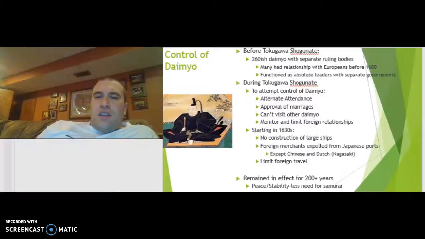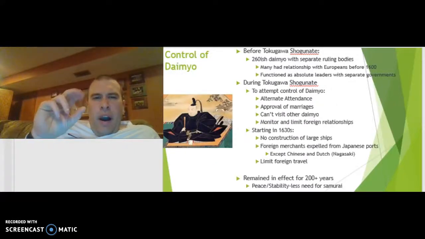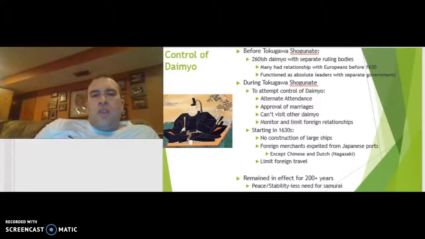But then in the 1630s, they even go further. So this is very early in the Tokugawa shogunate period. Remember, it's 1600 to 1858. What they do is they say, all right, we're going to limit foreign merchants' power within Japan. Why? We want to keep Japan for Japanese. So the Chinese are allowed in. That really shouldn't surprise you because that's a pretty good relationship still. And only the Dutch. The Dutch were allowed to trade with them at Nagasaki, and that makes sure that the Dutch are the only people allowed in as a whole.